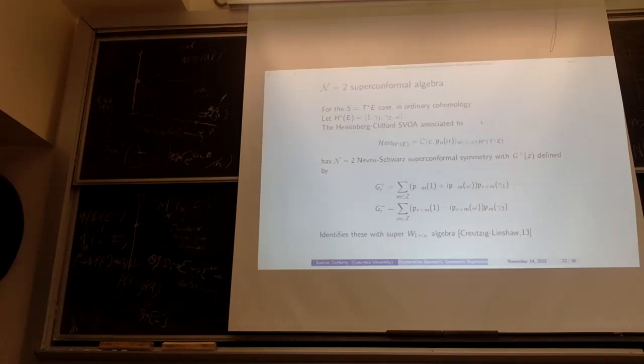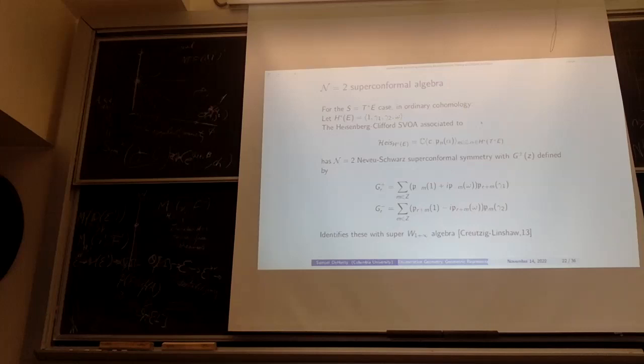Now we're going to restrict to the T*E case, and we're going to restrict to ordinary cohomology. And we actually get something even more in that particular case, which says that the algebra that you get has an extended superconformal symmetry beyond the conformal symmetry that exists for any surface. So the cohomology of the surface, because it's a cotangent bundle, is the same as the cohomology of the elliptic curve itself.